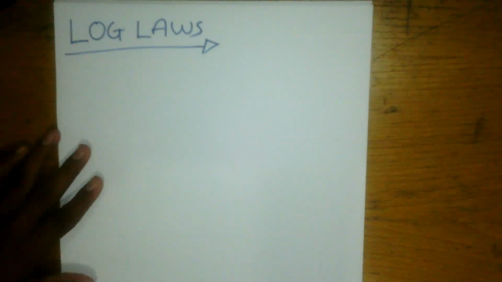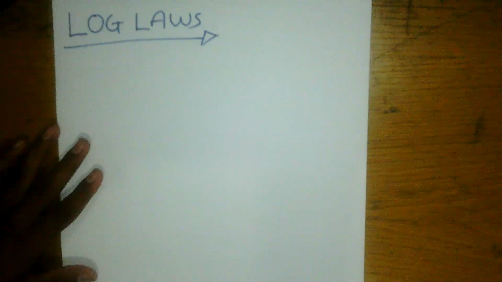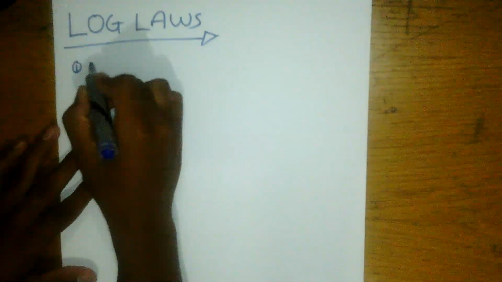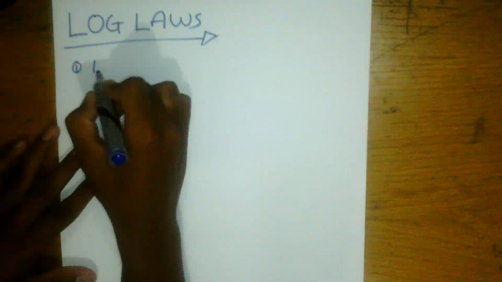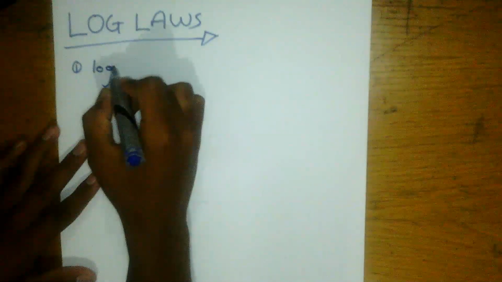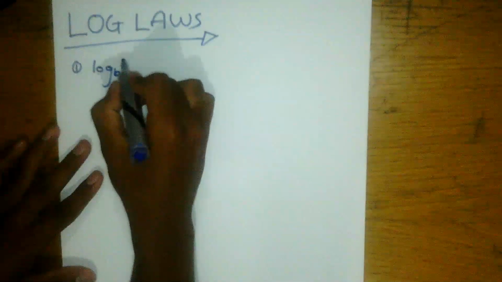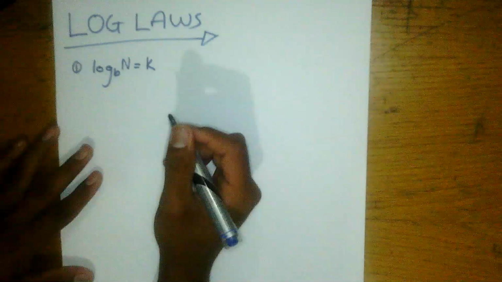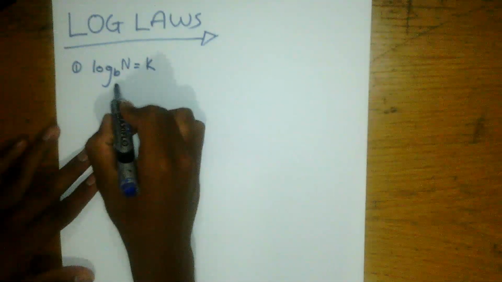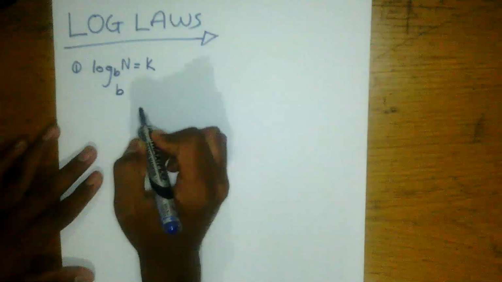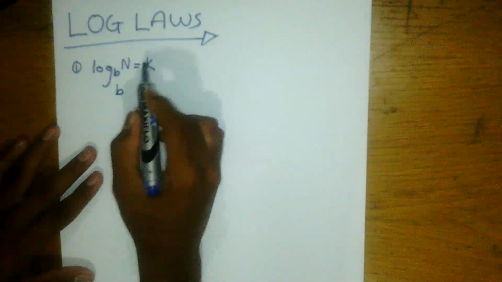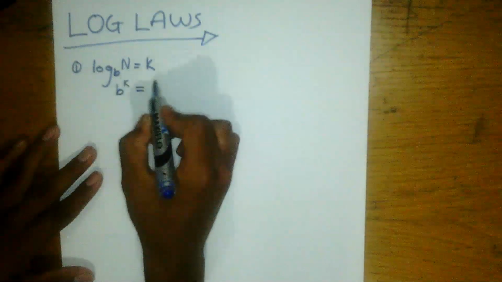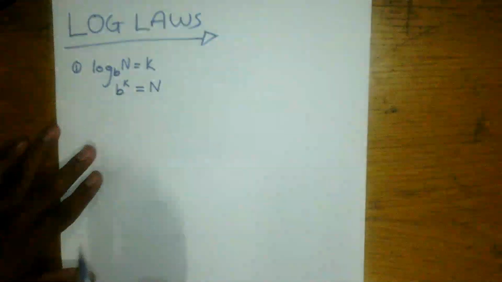Simplify that one. So we're going to do log laws. The first log law that we get is the standard one. You have to know this one. It's log b of b to the k. So how we do this is we say the base drops, k becomes an exponent, and the number goes to the other side.